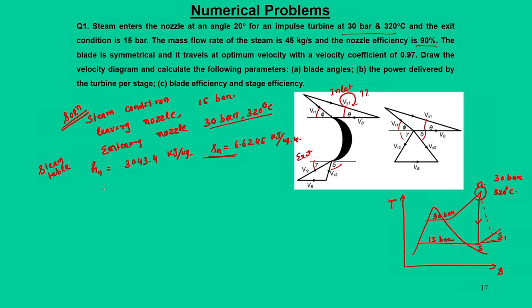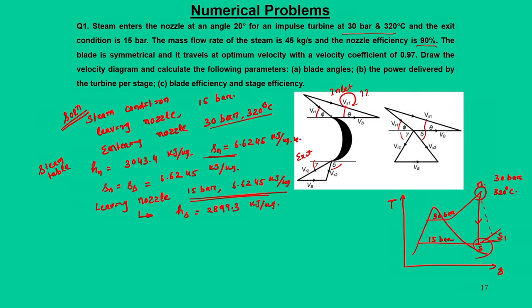So, once we have this SN, we can say SN is equal to SS, that means at this stage the process is isentropic, and that number will be 6.6245. Now, at the leaving condition, the pressure will be 15 bar and entropy 6.6245 kilojoule per kg Kelvin. So, this condition will give you this enthalpy value as 2899.3.